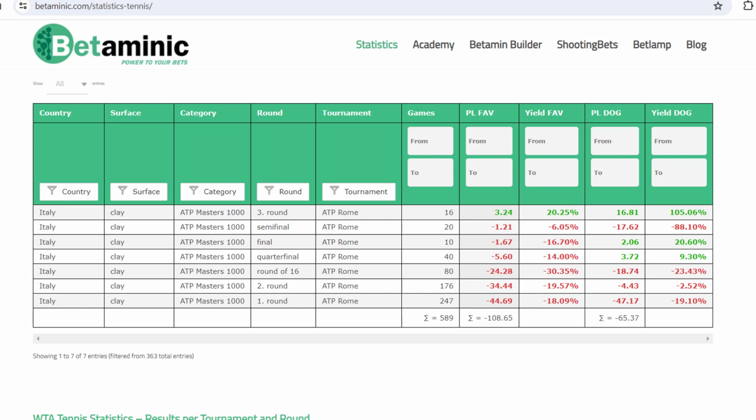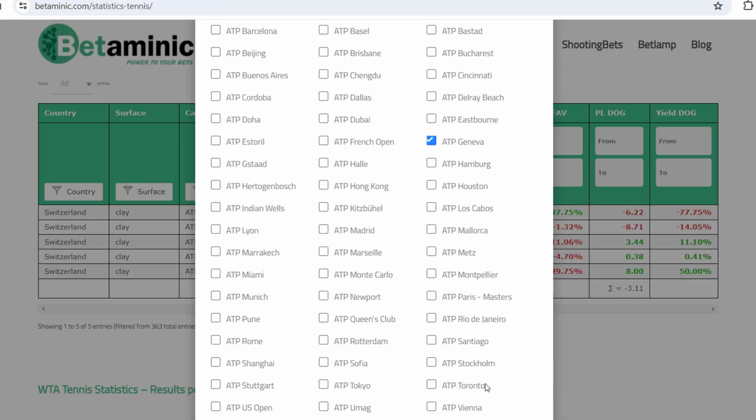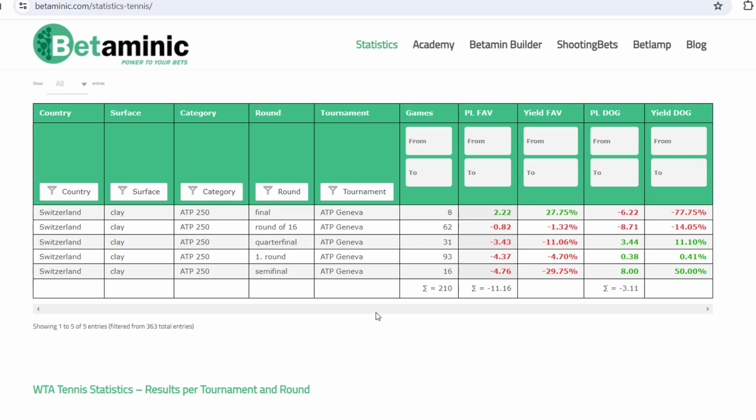So I think that's an interesting way to try out using big data, because it's really obvious what's going on here. And the next tour after this is going to be the Geneva Open, starting on May the 19th. So we can also have a look at that Geneva one that's going to come up. If we have a look at the Geneva results, looks like in the first round, there's just very slight profit backing the underdog there. So that's probably not worth doing anything with.